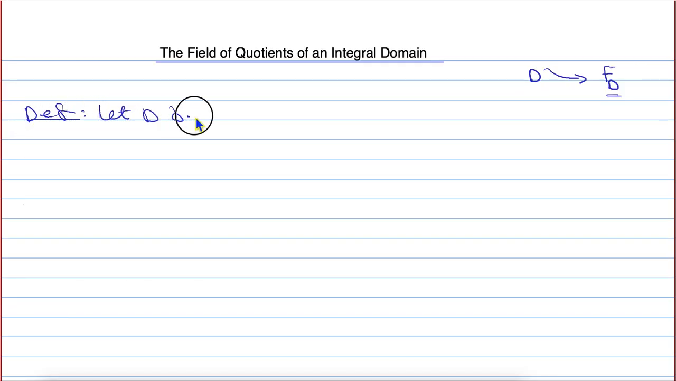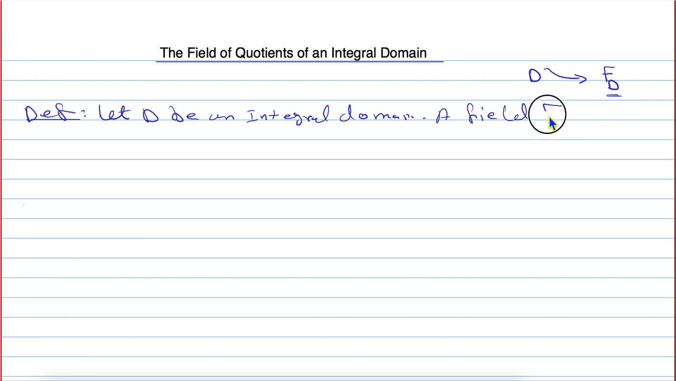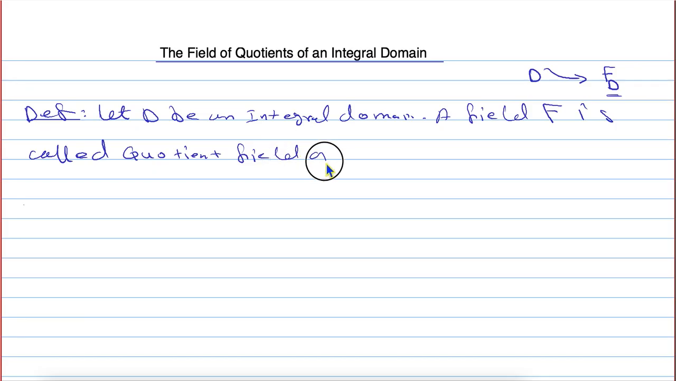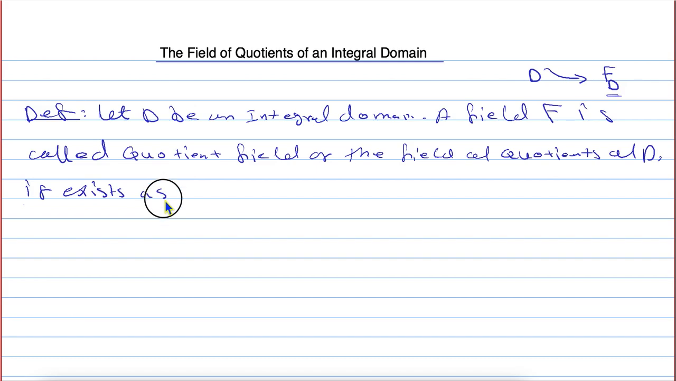Definition: let D be an integral domain, then a field F is called a quotient field or the field of quotients of the integral domain D, if there exists a subring, let's call it D1, in F, such that the following two conditions hold.